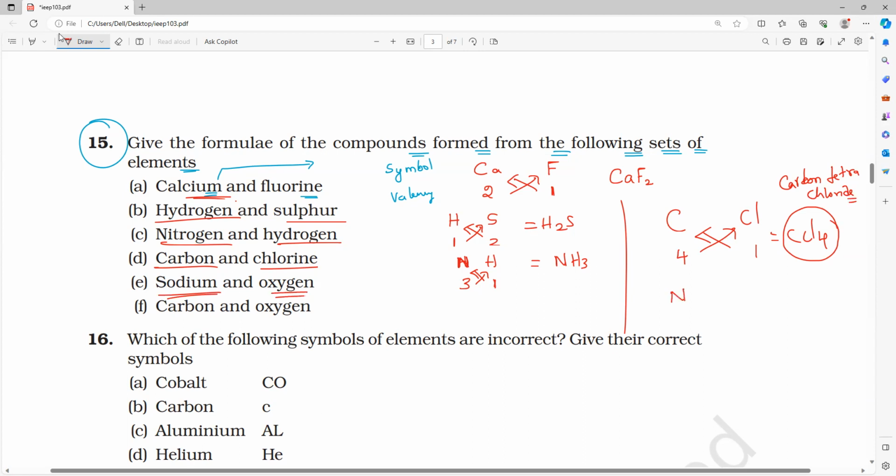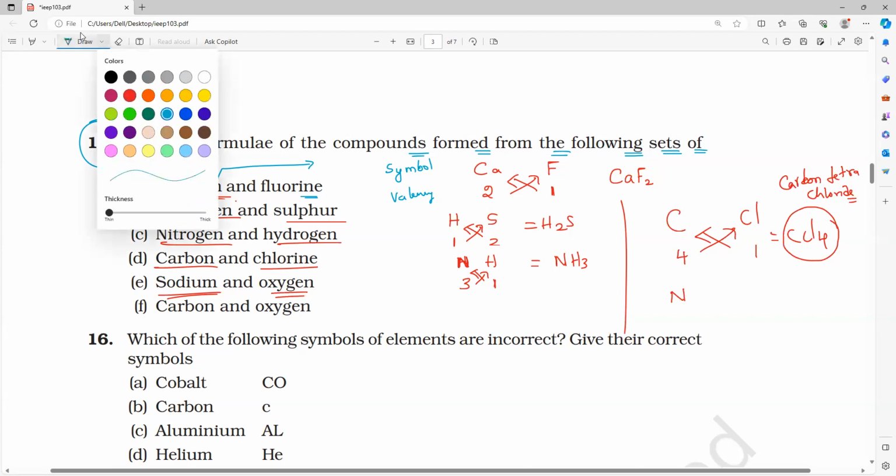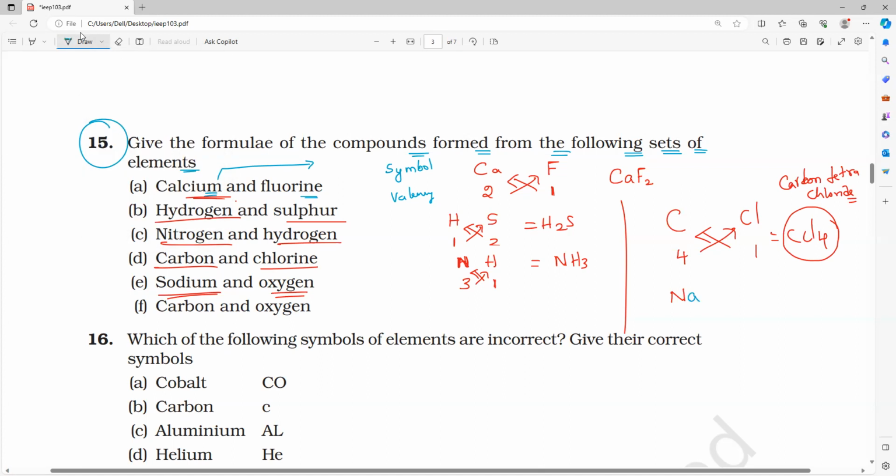Sodium symbol, tell me. Mukesh, sodium symbol. Sir, Na. Very good, Mukesh. Oxygen symbol? O. What is the valency of sodium? You should learn, Mukesh. 1. Oxygen, 2. So what is the formula? Sodium oxide, Na2O. Learn valencies. Without that, it is not possible to score well.